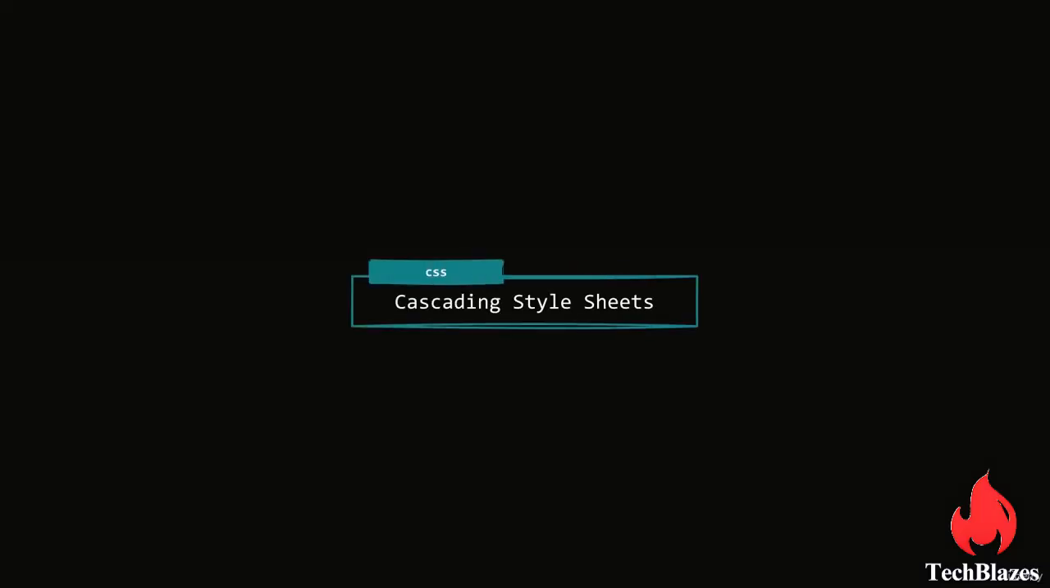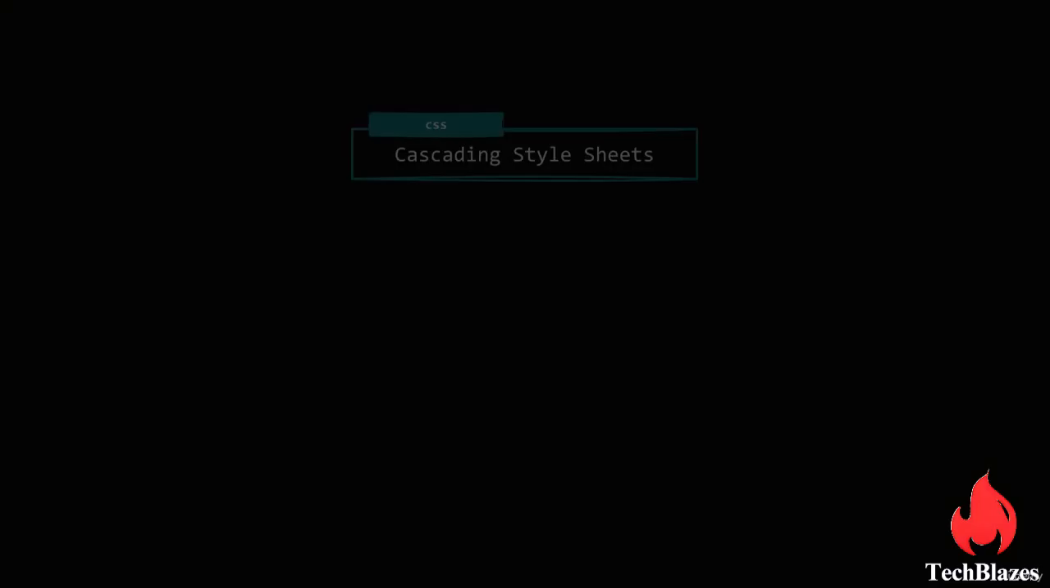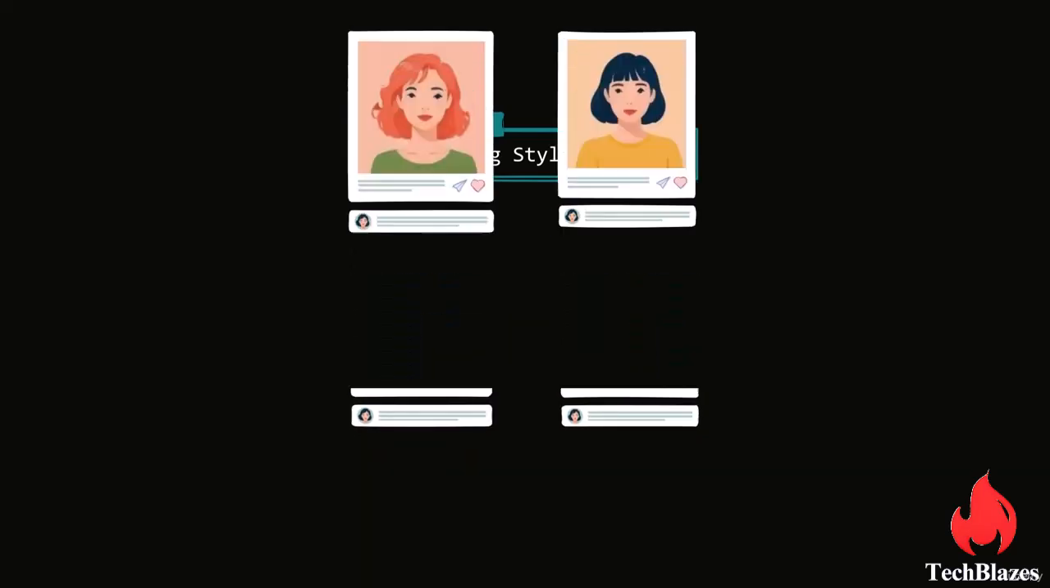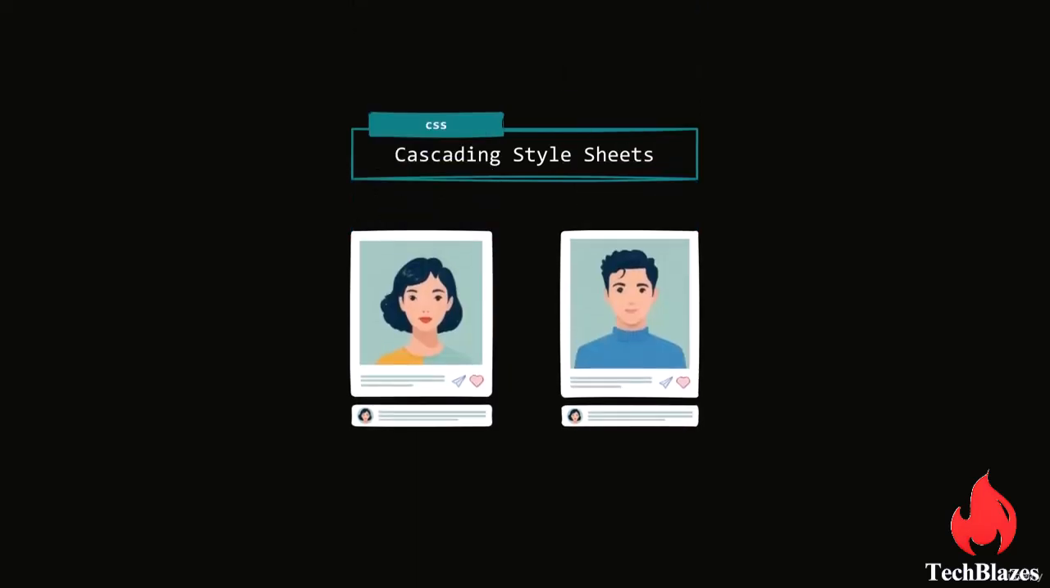What is CSS? CSS stands for Cascading Style Sheets, and it is what makes websites look good. While HTML structures the content, CSS controls its appearance. Things like colors, fonts, layouts, and animations. Without CSS, every web page would look plain and unstyled.